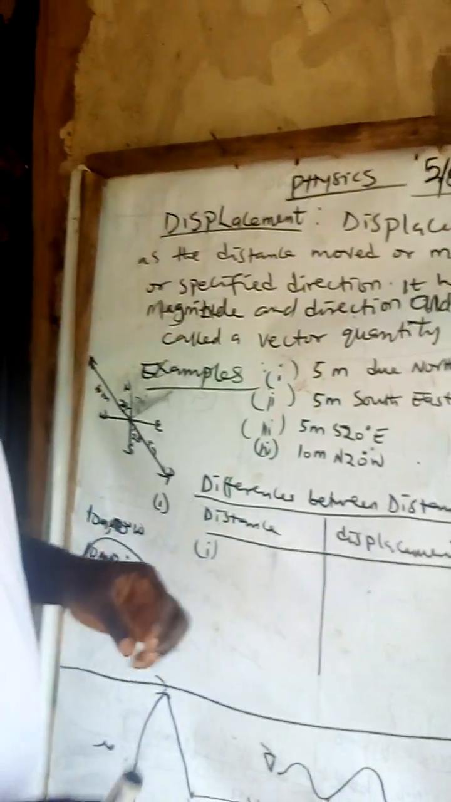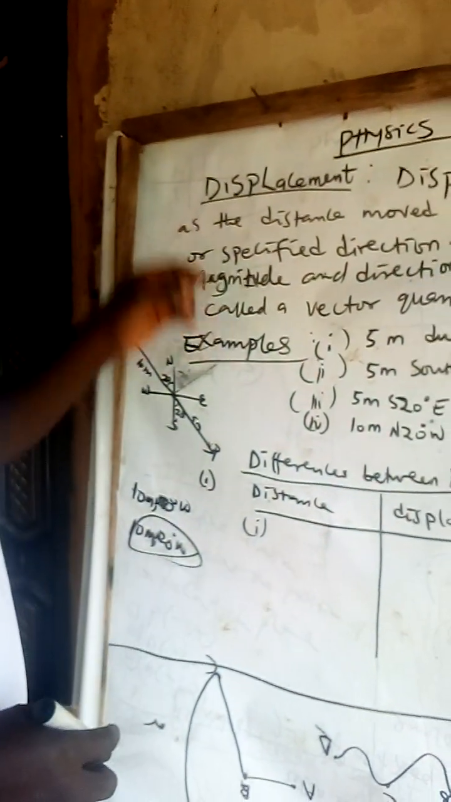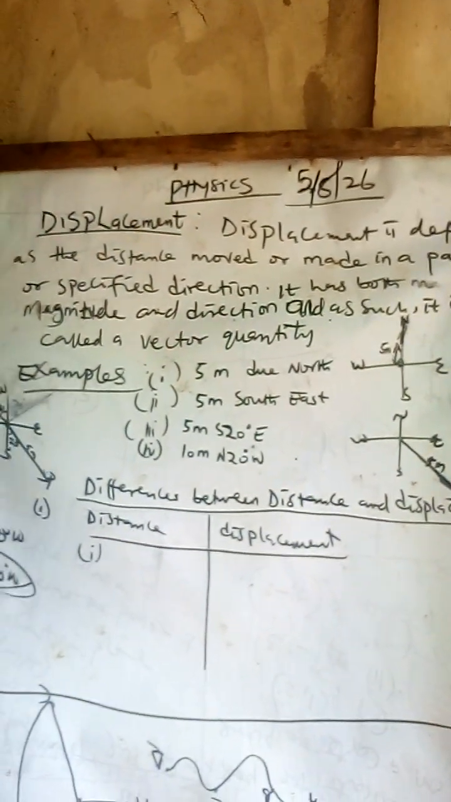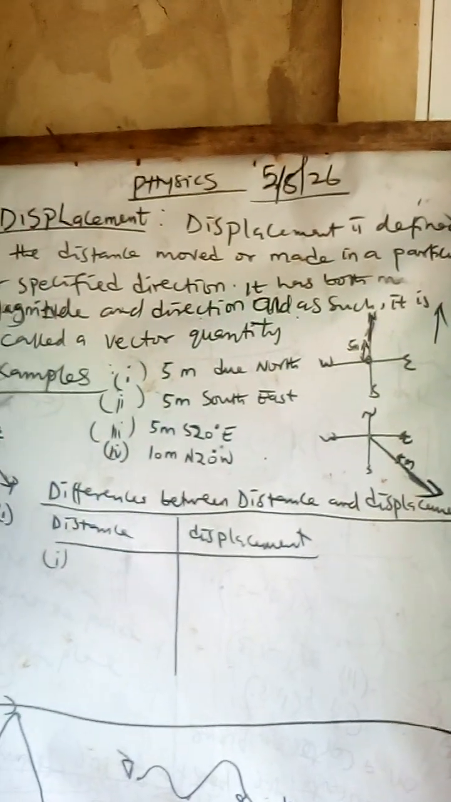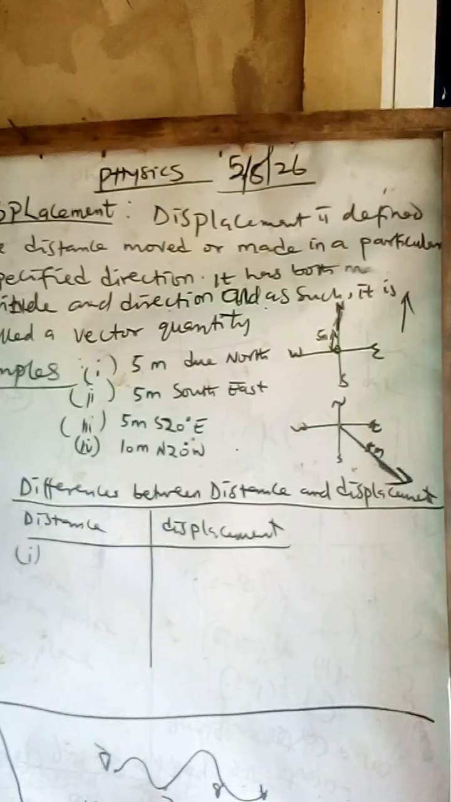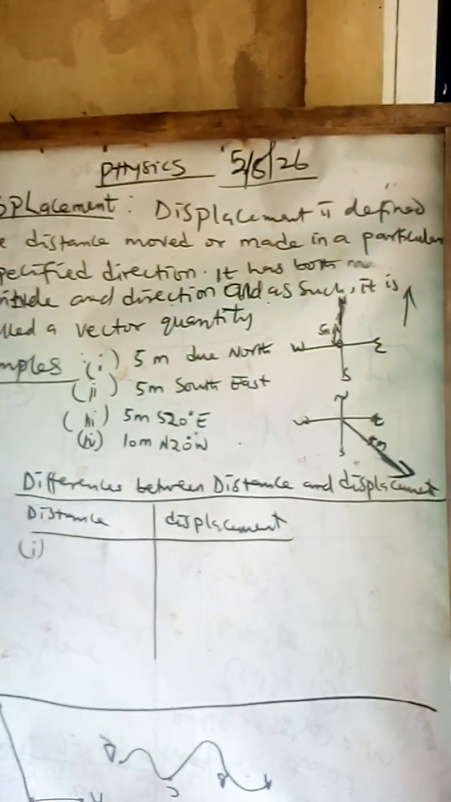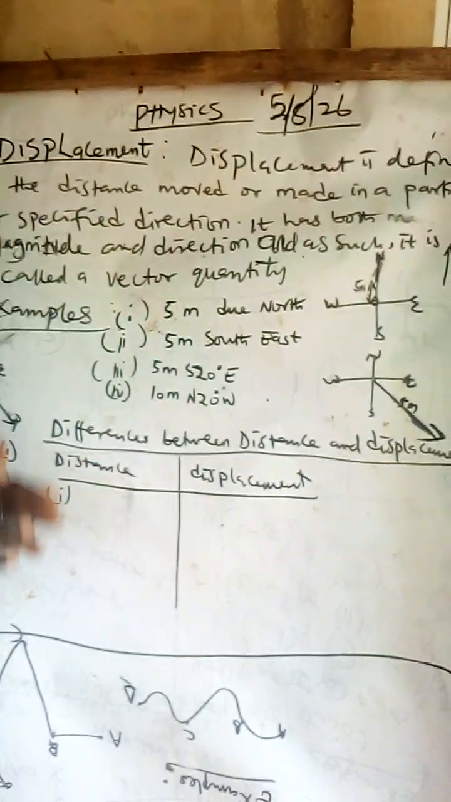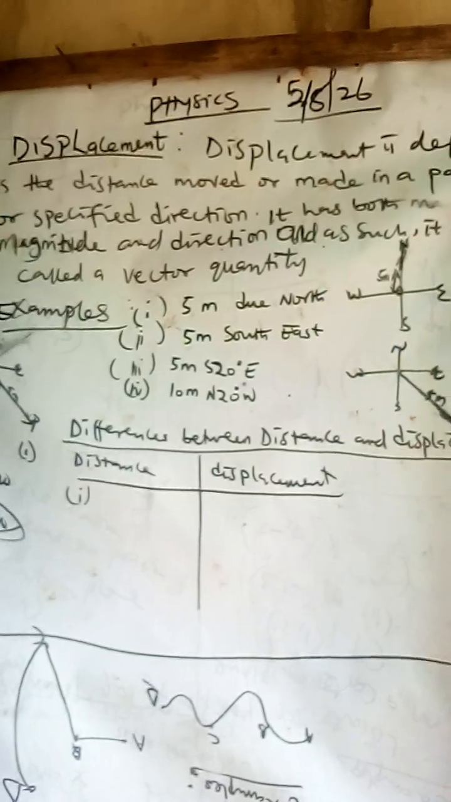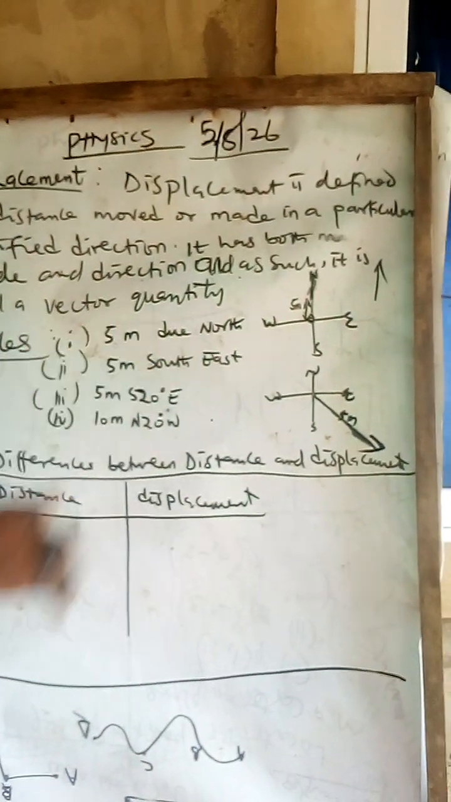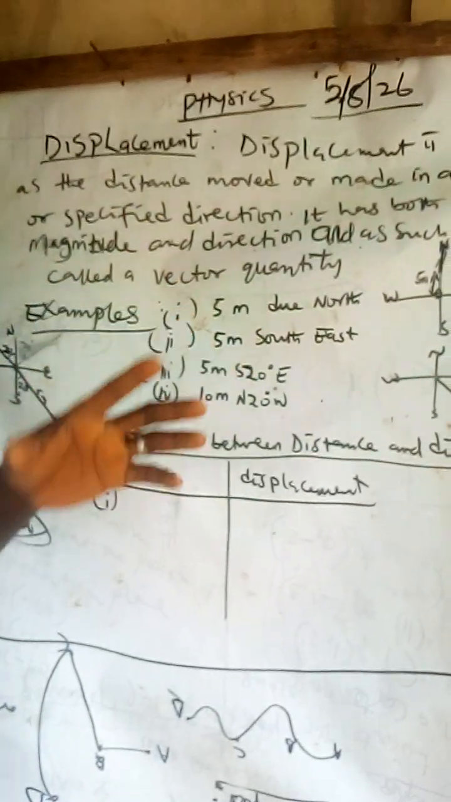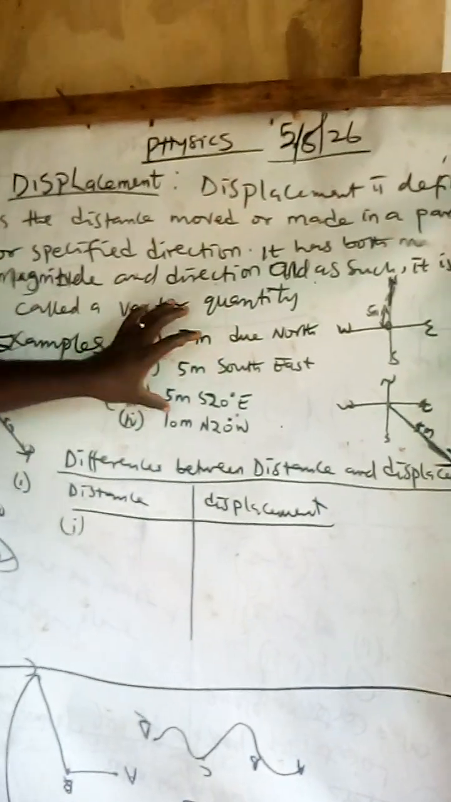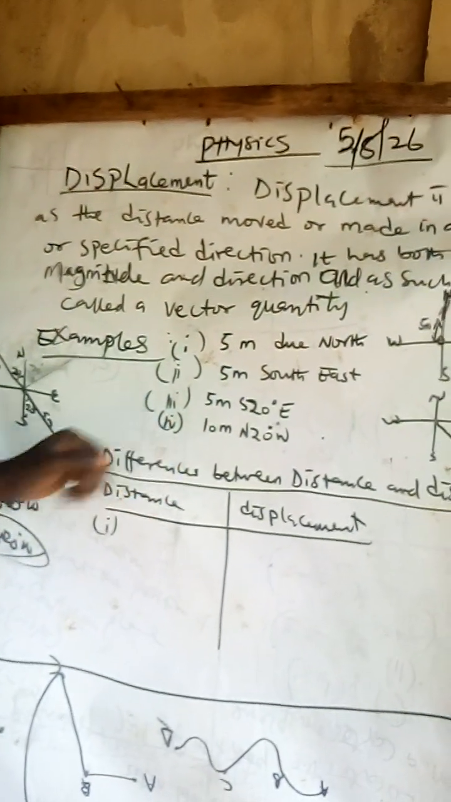And I said that displacement is defined as the what? As distance moved or made in a particular direction, or in a specified direction. So that distance you are covering is now the magnitude of that displacement. But the direction is the angle or the compass notation that indicates the direction of that motion. Once the direction is defined, you are now going to say that that distance is called displacement. And then you have seen the examples, number 1, number 2, number 3, and number 4.